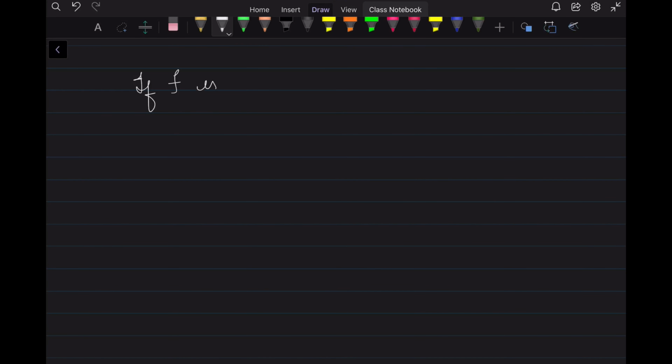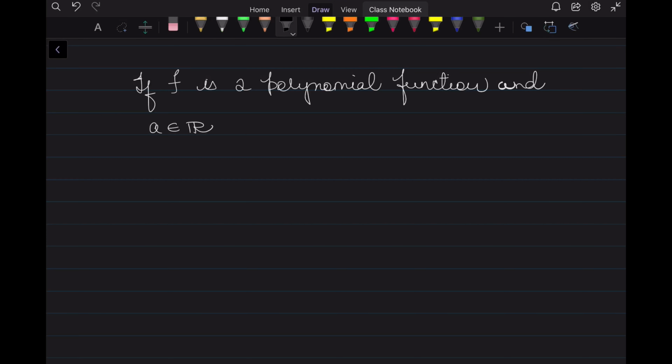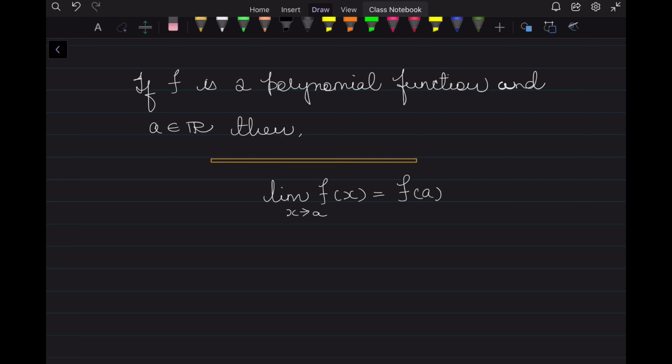So after this discussion, now we know that if f is a polynomial function and a belongs to the set of real numbers, which is also the domain of a polynomial function, then the limit of a polynomial function as x approaches a is equal to the value of f at x is equal to a. So this is the direct substitution property for polynomial functions.